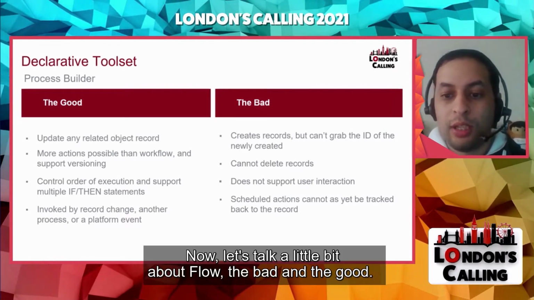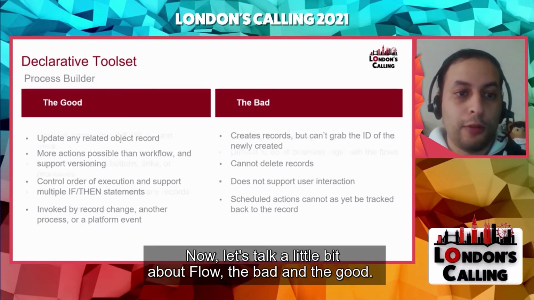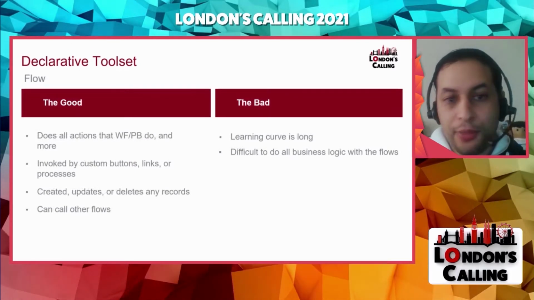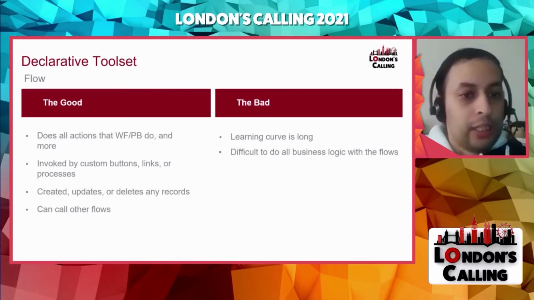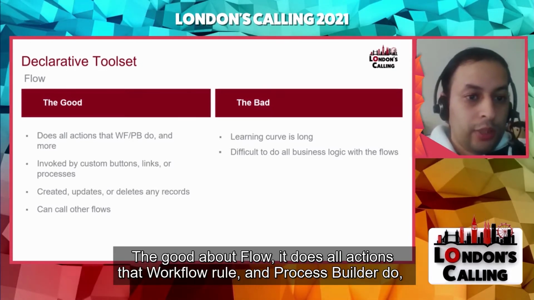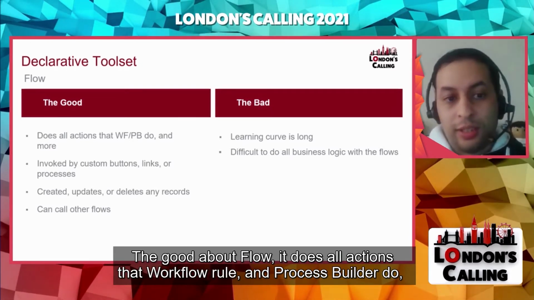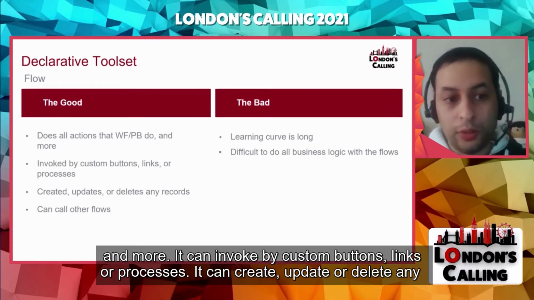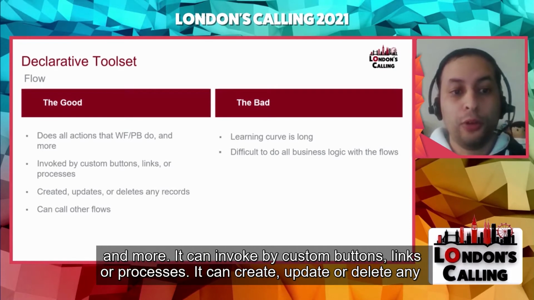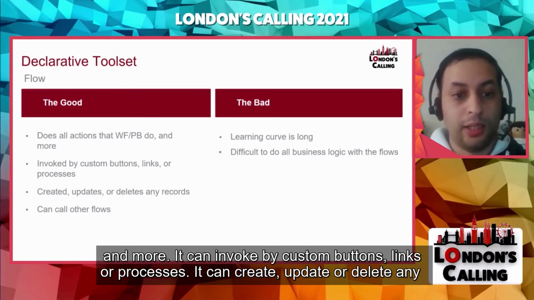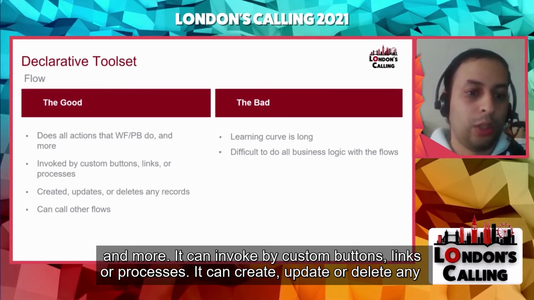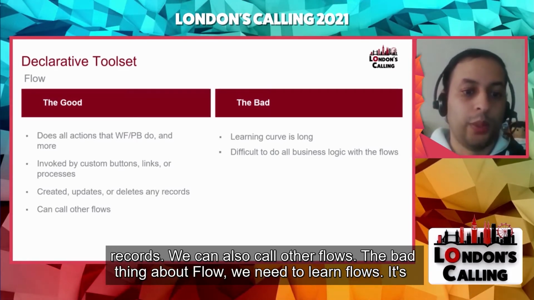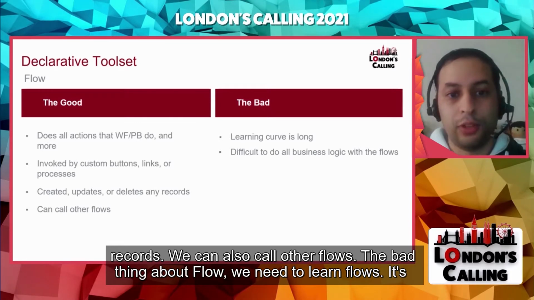And now let's talk a little bit about flow, the bad and the good. So the good about flow, it does all actions that workflow rule and Process Builder do and more. We can invoke it by custom buttons, links or processes. We can create, update or delete any records. We can also call other flows.